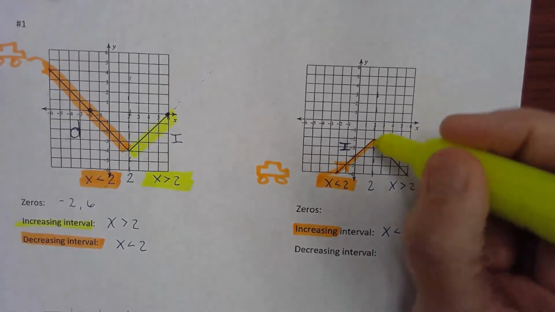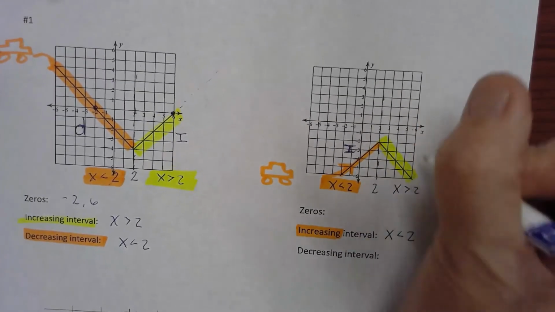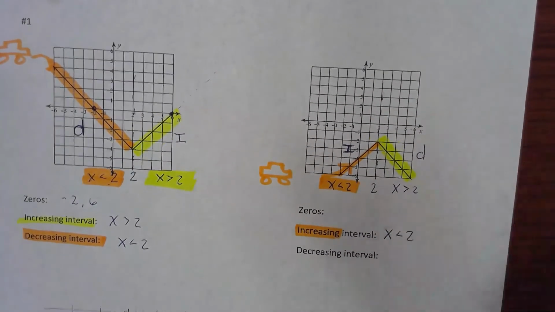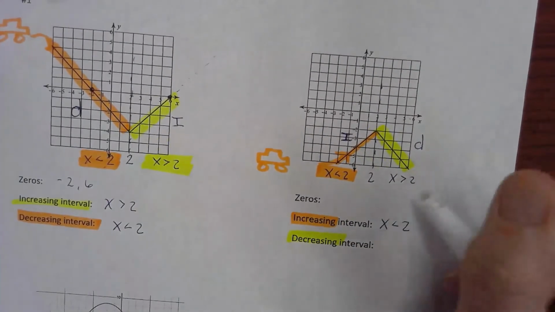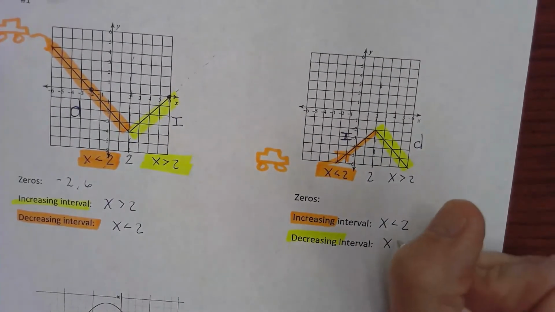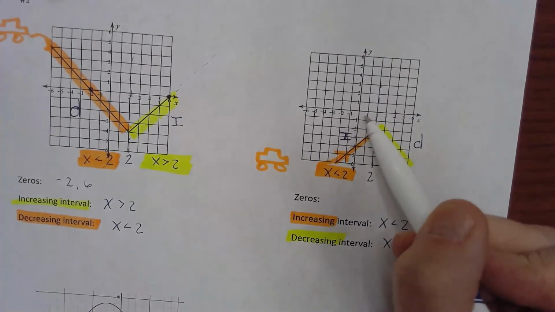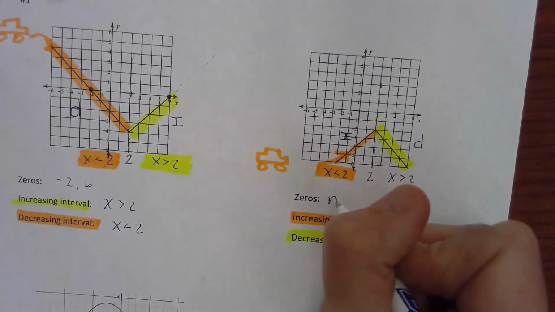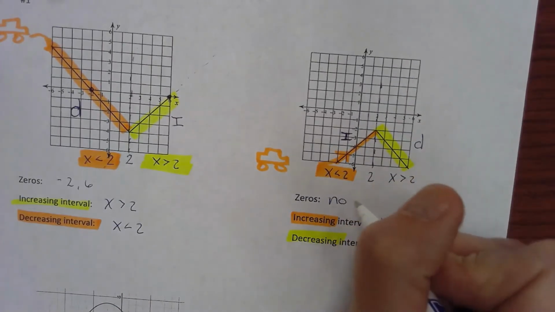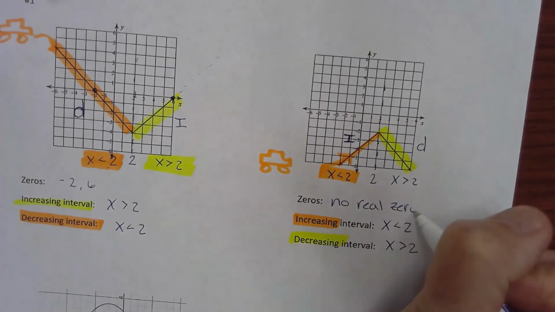Then it's going to turn and go downhill. So after the 2 is where it is decreasing, and after the 2 is where the x values are greater than 2 on the graph. And there is no place that the curve crosses the x-axis, so there are no real zeros. Okay?